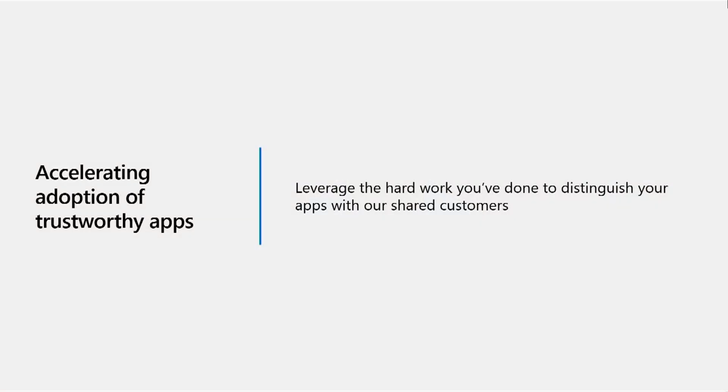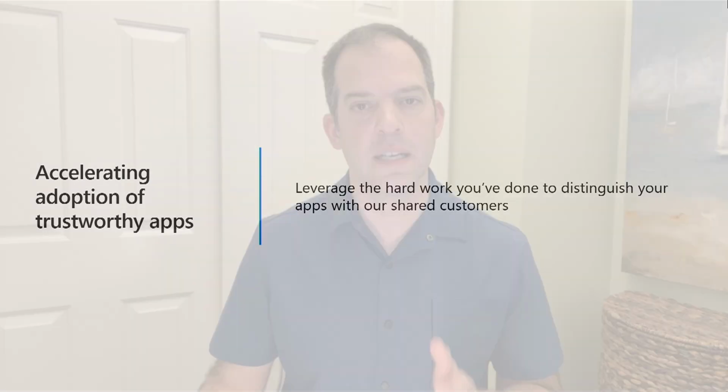So back to the slides. We've talked all about how to have secure code, how to have a secure app registration. Now let's talk about how do we get credit and leverage all that hard work you've done to be secure and build a trustworthy app to distinguish yourself with our shared customers. And the most important thing you can do to distinguish yourself with customers is to establish yourself as a verified publisher with the Microsoft Identity Platform. We're going to dive deep into exactly how you do that.